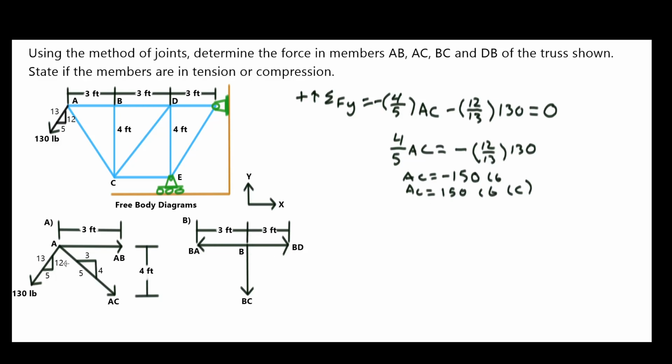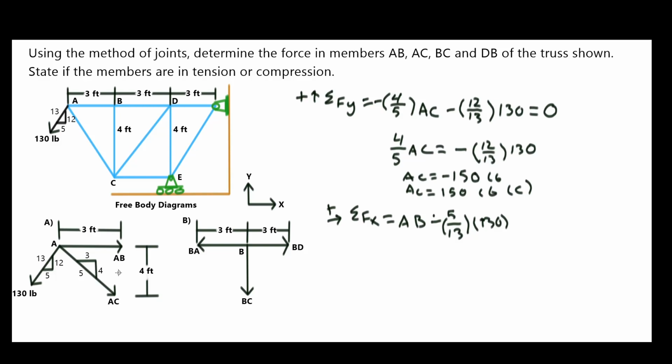Now, for the x direction, we have everything solved for, so we'll just go ahead and plug in. So going to the positive right direction, summation of forces in the x direction. We'll start with our unknown variable. It's a positive value. It's going to be AB plus, it's going to be minus, and then for here we'll use the x value in our triangle, which is 5, and then divide that by the hypotenuse, and then multiply that by the 130. So minus 5/13 times 130.